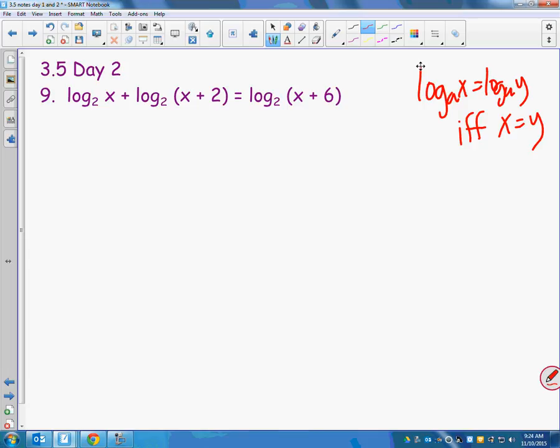So my question is, can we make this into one logarithm? Because we have a property, what does it mean when we're adding two logs? What can we write that as? Multiplication. So if you don't do that first step, then you're going to get the wrong answer. And yes, you can go ahead and distribute that if you want.